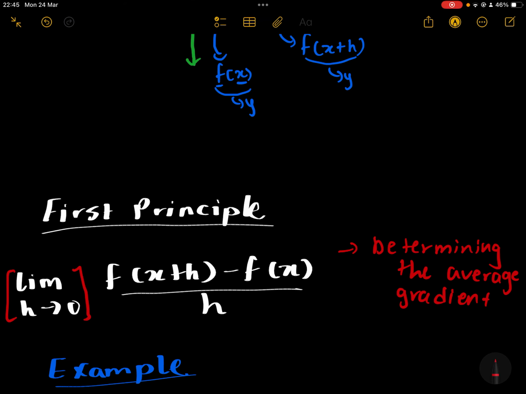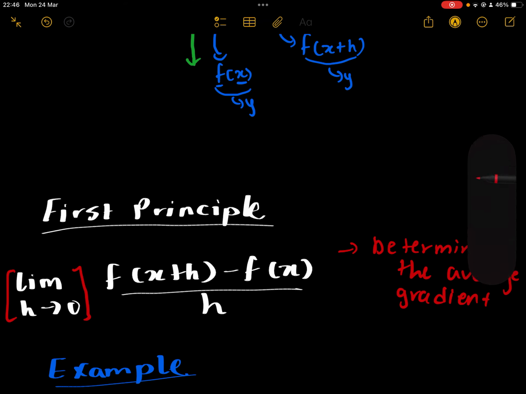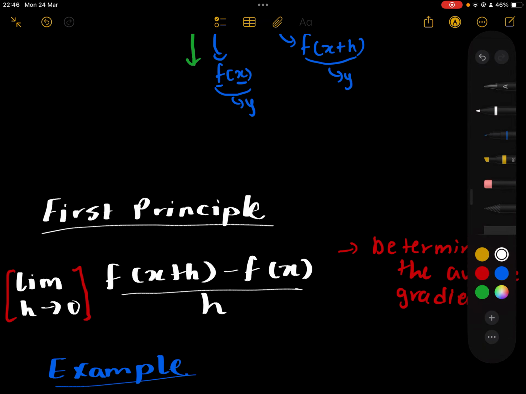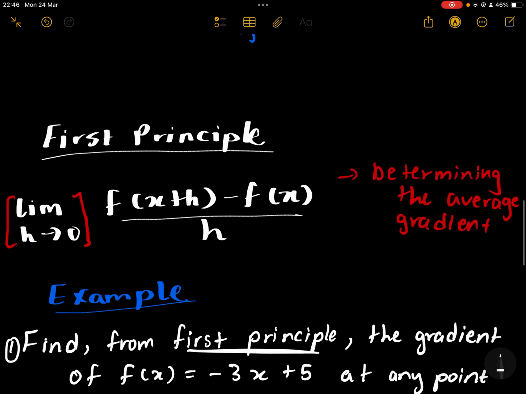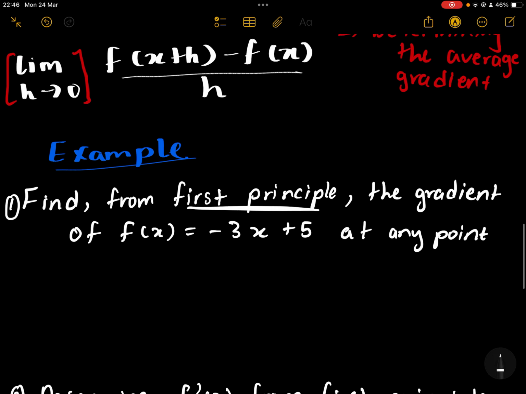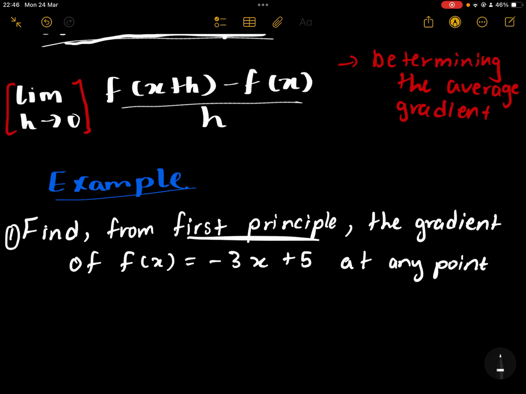So this thing is so easy, it's so easy. The first principle, it's one of the marks that you're going to collect in your exam, because the only thing you're doing here is just using the formula to your advantage, because you have the formula. When they say first principle, the thing that comes to your mind is this formula. We are always going to get it in your exam. So number one, let me show how you use it.